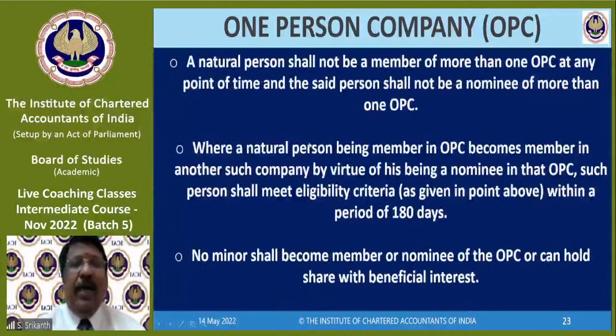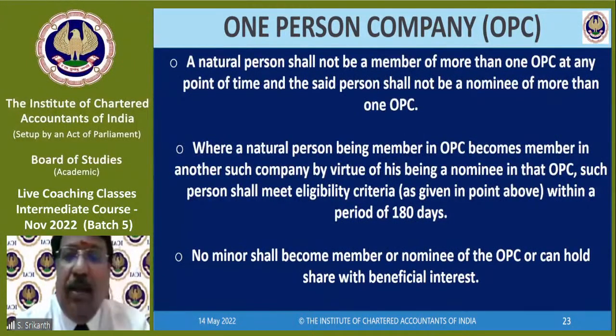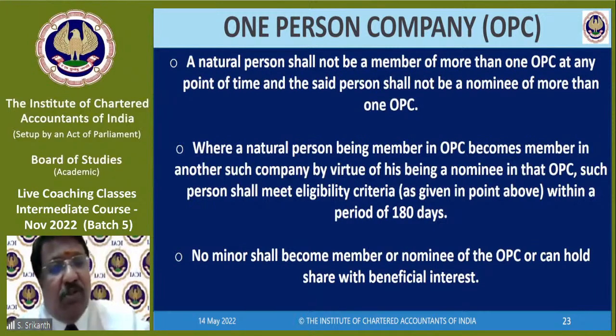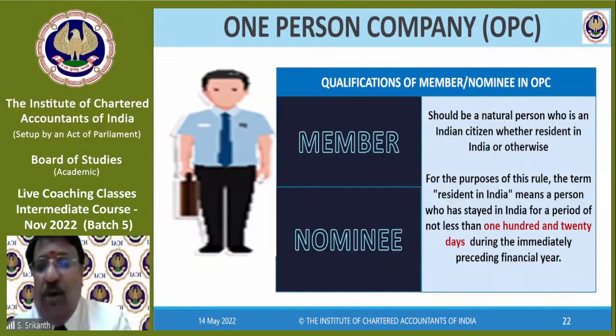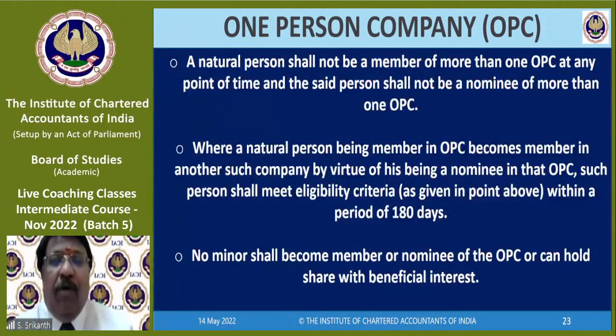See, I gave the example now. Abhay is already having an OPC. Varun is also having an OPC. In Abhay's OPC, Varun is a nominee. That is, his name is mentioned as a nominee. Now Abhay dies. Now what will happen?